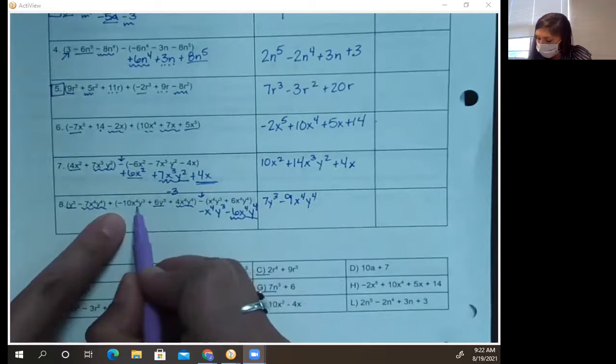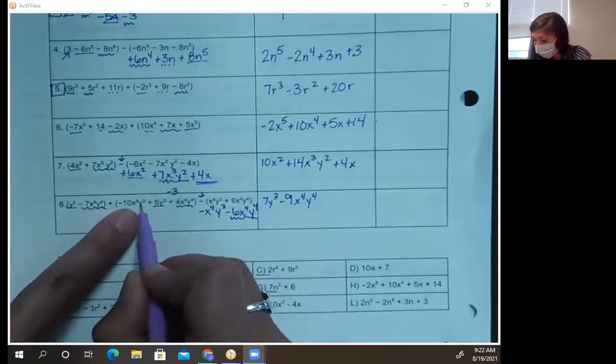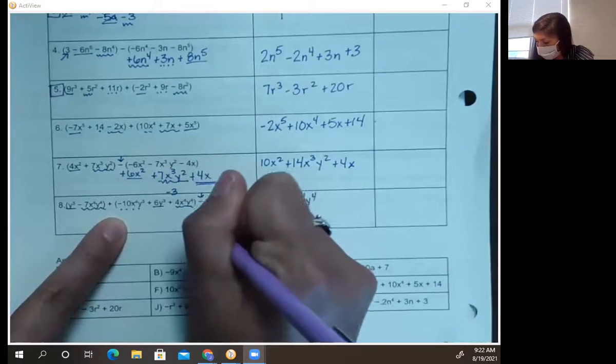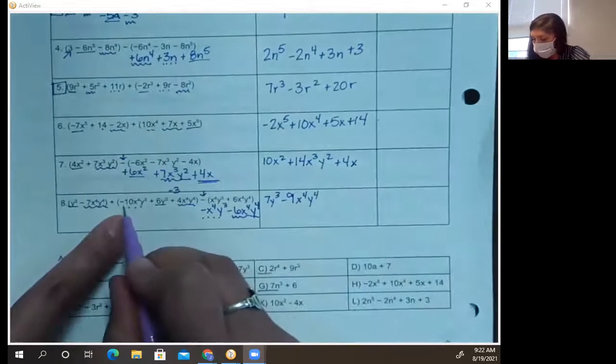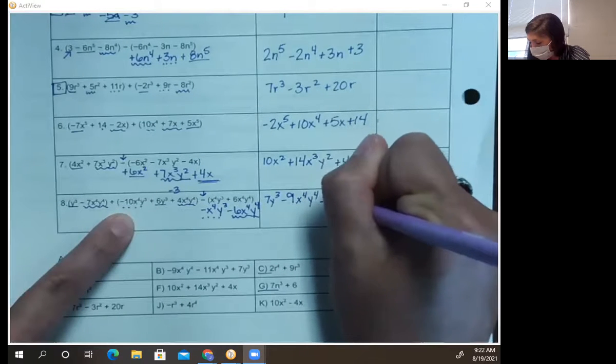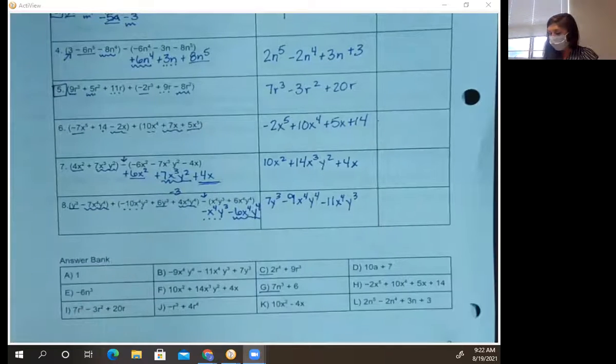The next term I see is an x to the 4th y cubed term. And I've got one other term left that's also x to the 4th y cubed. So I'm going to combine these. Negative 10 and negative 1 would be negative 11 x to the 4th y cubed. Questions for me for today?